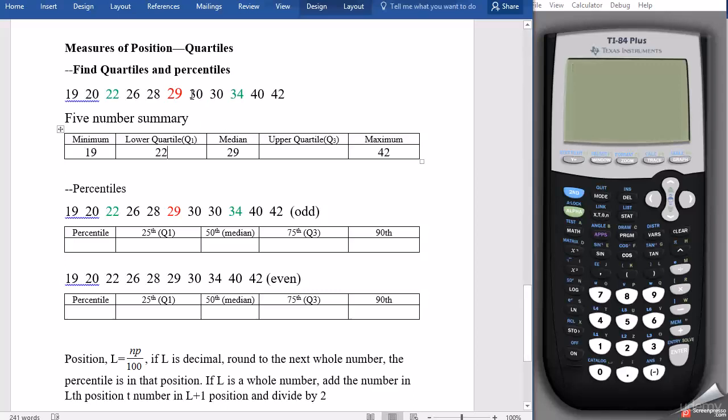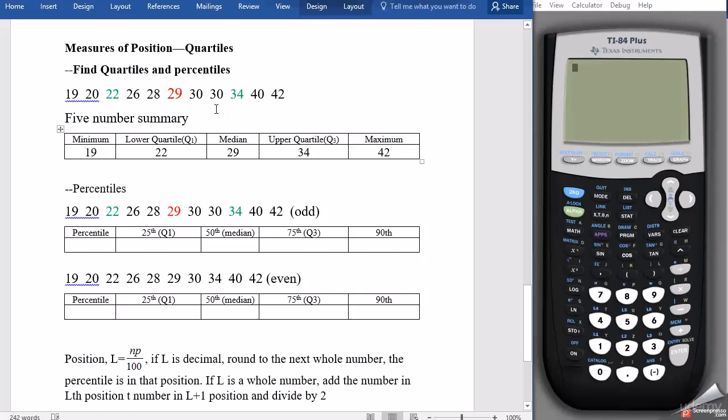Then if you look at the upper half of the data, 5 numbers, you can see that 34 is in the middle. So that 34 is what we call the upper quartile, or Q3. I'm going to write 34. So now we have the 5-number summary: the minimum, the lower quartile, the median, the upper quartile, and the maximum.